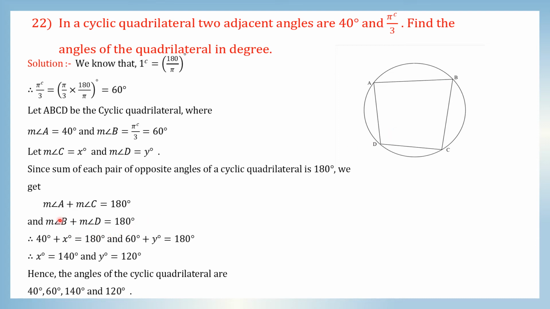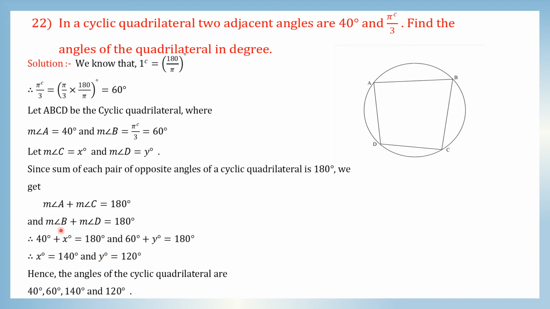Use this result. Put the value of A, that is 40 degree. Measure of angle C, x degree, equal to 180 degree. We have to find x degree. Take 40 degree on RHS, then 180 degree minus 40 degree. Therefore, x degree equal to 140 degree.